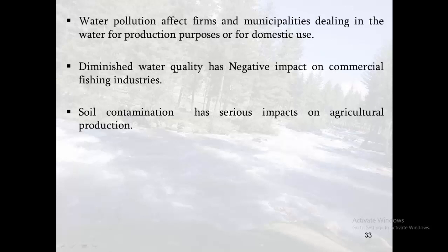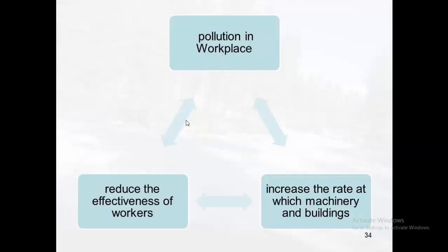Similarly, the diminution of water quality has a negative impact on commercial fishing industries, because if water is contaminated, then those people operating in the commercial fishing industry will lose production. And similarly, soil contamination has various impacts on agricultural production.